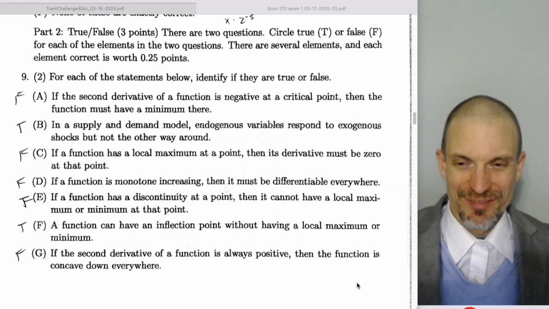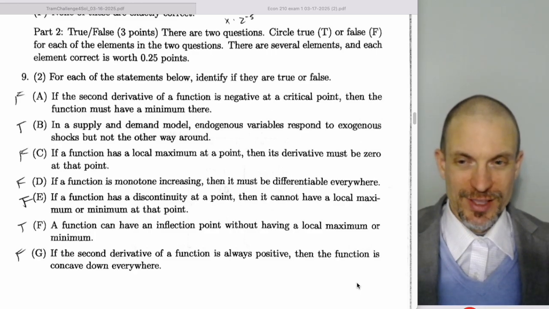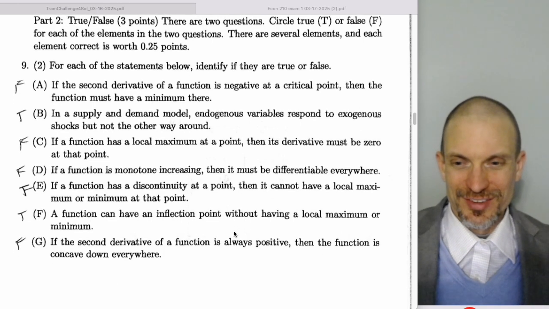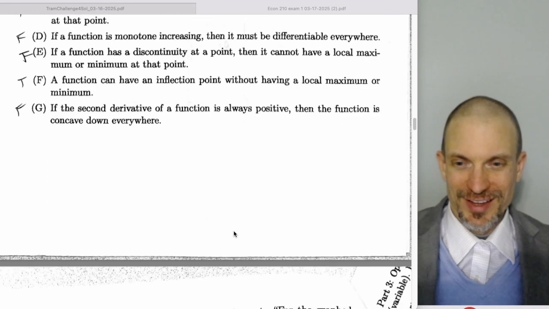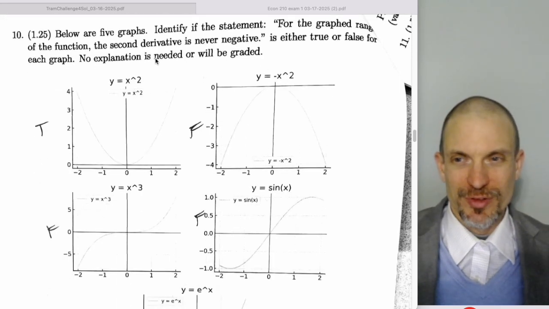Second derivative is always positive. Function's concave down everywhere. Let's look at the function x squared. First derivative is 2x. Second derivative is 2. That's always positive, but the function's concave up, right? So, convex.